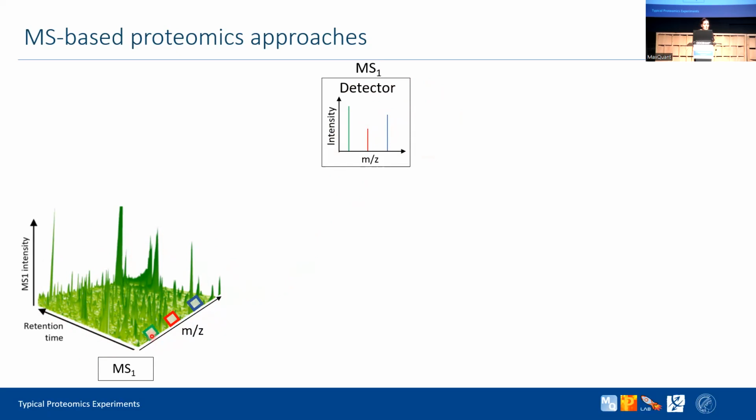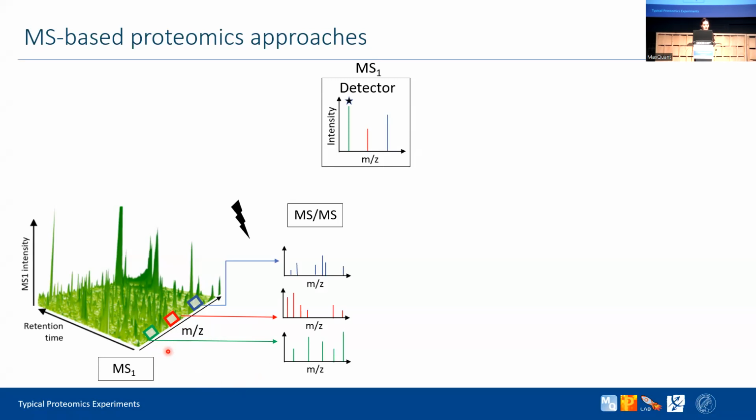do the fragmentation on a chosen analyte, on a chosen peptide. So for example, I chose the green one here. I will do the fragmentation, and then I will get the MSMS spectrum that corresponds to only the green peptide. Of course, in another cycle, I can do the red one and get the MSMS for the red, and then I can do the fragmentation for the blue and get the MSMS for the blue. This is called data-dependent acquisition.